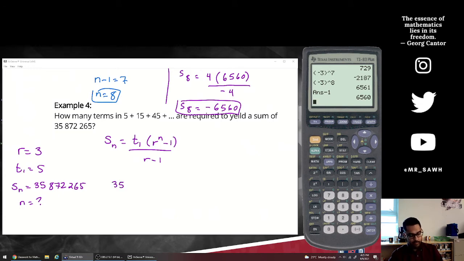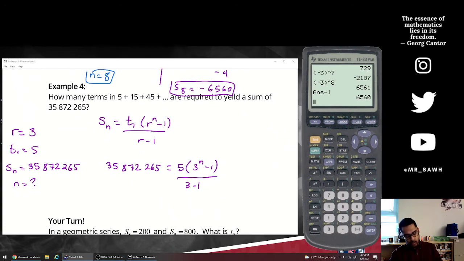So 35,872,265 equals our first term of 5. Ratio is 3. N is unknown. There's a minus 1. My r minus 1 is 3 minus 1. So let's simplify some things here. So 35,872,265 equals 5 times 3 to the n minus 1 over 2. So that's 3 minus 1. So we'll get rid of our 2. We'll double both sides.